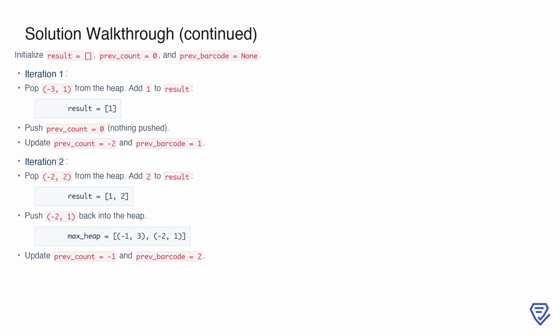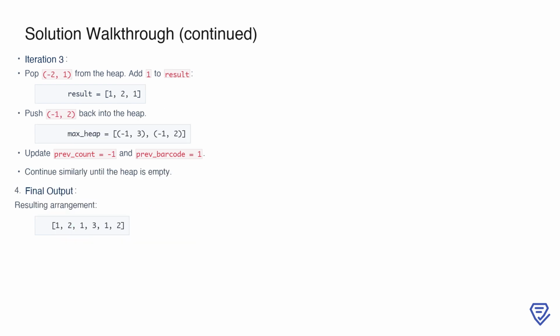For the second iteration, we pop (-2, 2), adding 2 to the result, which becomes [1, 2]. This time, we push the previous barcode, (-2, 1), back into the heap because it still has remaining occurrences. The updated heap is (-1, 3), (-2, 1). Finally, we update prev_count to -1 and prev_barcode to 2, setting the stage for the next iteration.